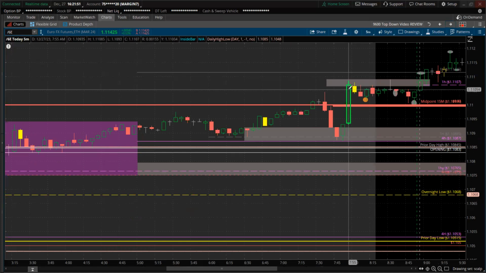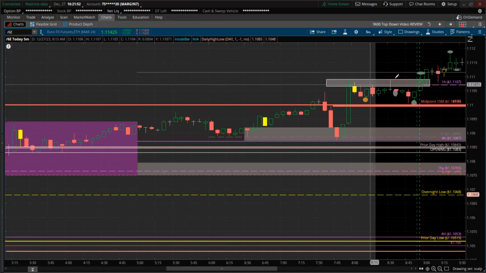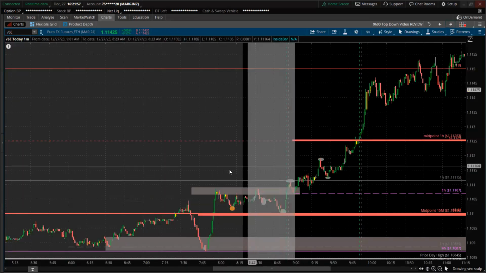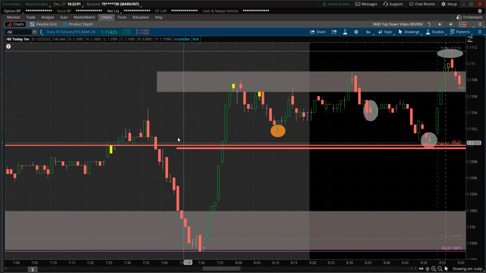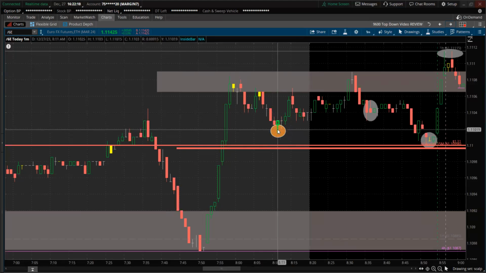7:55 to 8 o'clock. Huge consolidation. And I'm going to take it to the 1 minute where you can see now my trades. Here we are on the 1 minute. I was looking for divergencies. So this low, again, this red horizontal line was the midpoint and a big key round number.